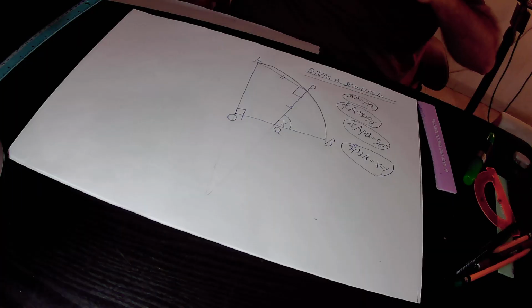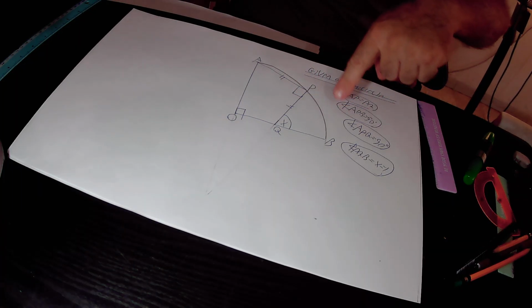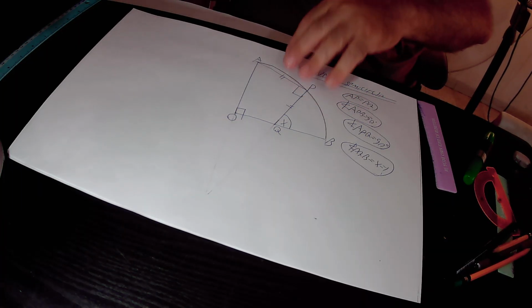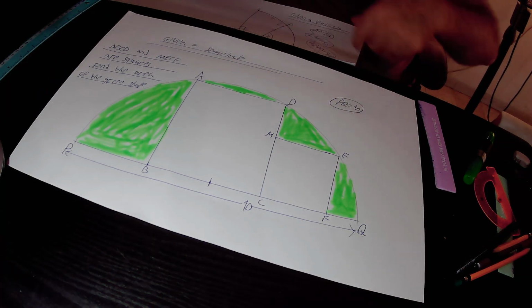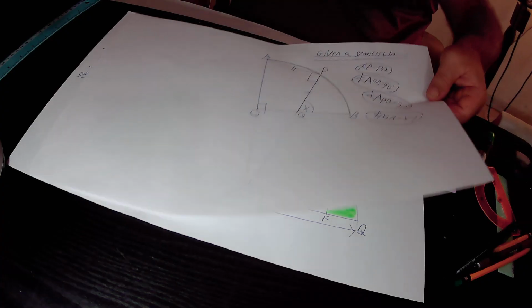Hello, in this lecture we'll answer two questions. In the first question, we'll find out the size of this angle x, and in the second question, we'll find out the area of this green shape. So we'll start with the first question.